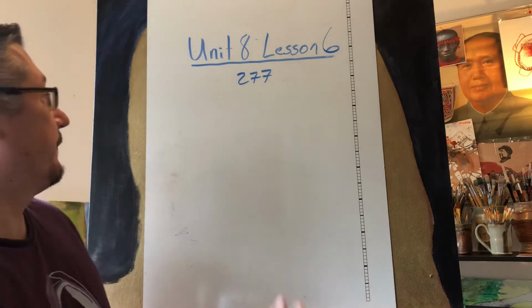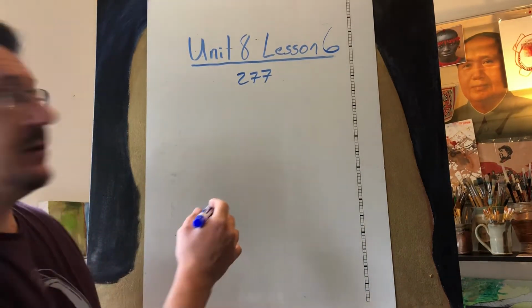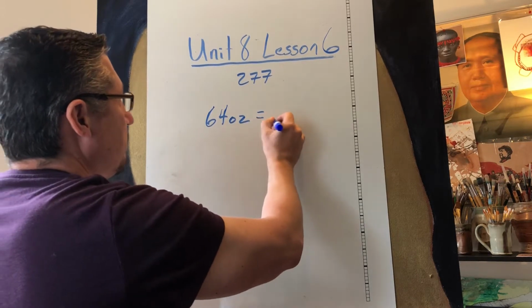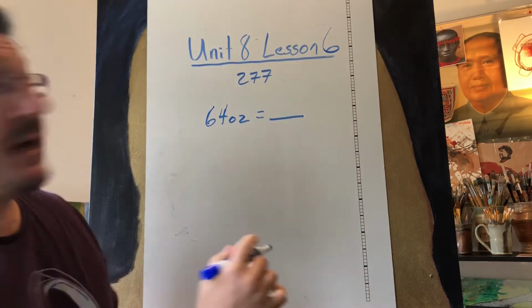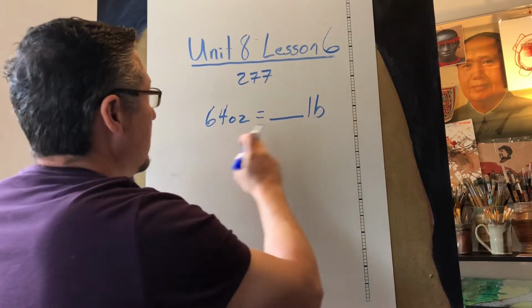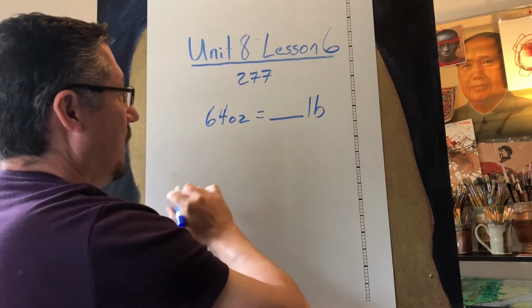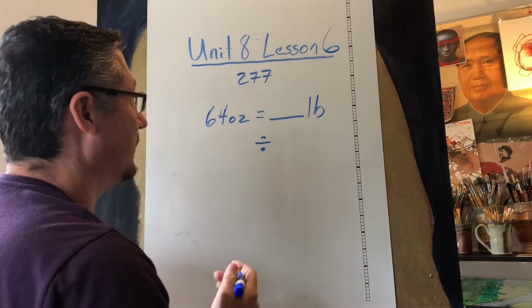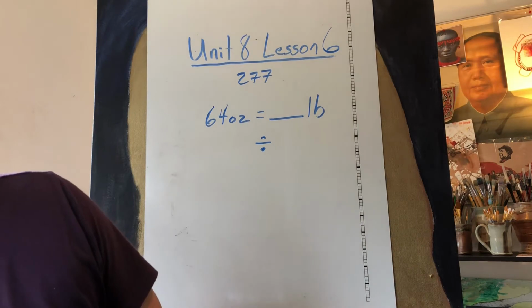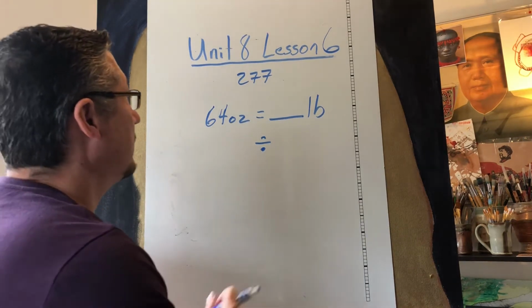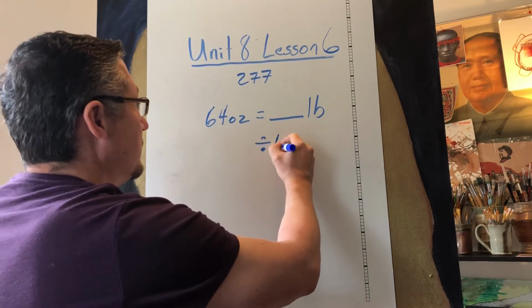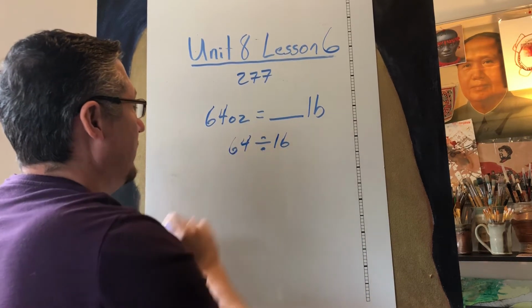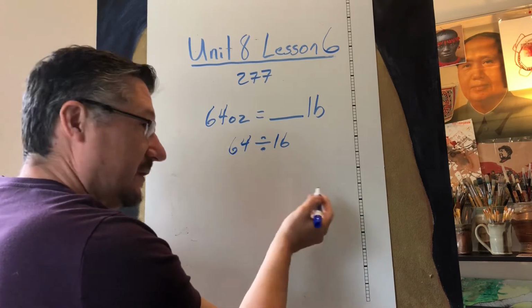So here we got number 2. 64 ounces equals blank pounds. Okay, so I'm going from small to large. So what do I do? Small to large, divide. Now I have to look, what do I divide by? Well, there are 16 ounces per pound, so I divide by 16. 64 divided by 16. Well, I'm going to have to do a long division.